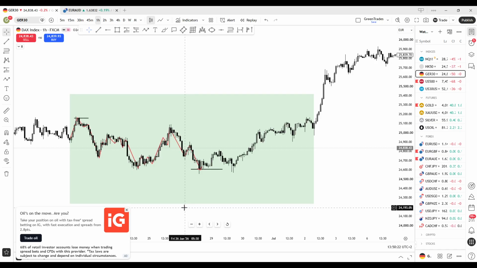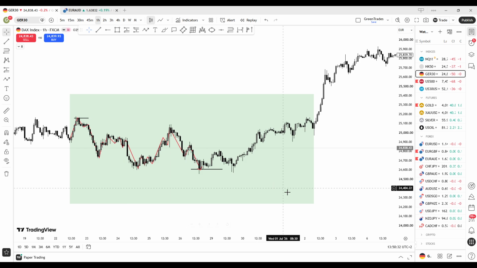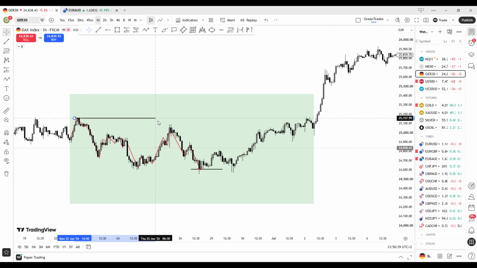So it's very important that you identify where your highest point is, where your lowest point is, and if any of your highest points or lowest points have been broken. If any of them have been broken, then it's an indication that the market wants to do something. It either wants to go up or it wants to go low. So at this point, this is the highest point, right? Let's draw this line across, right?